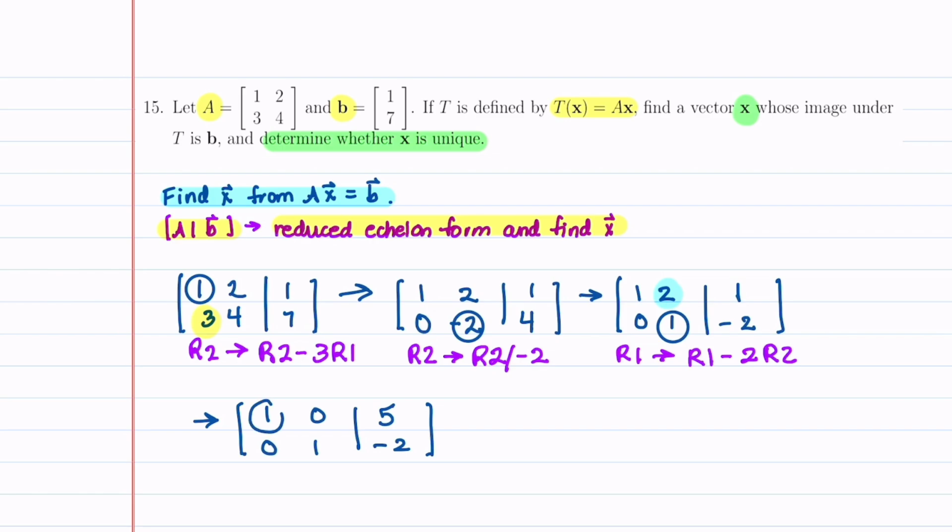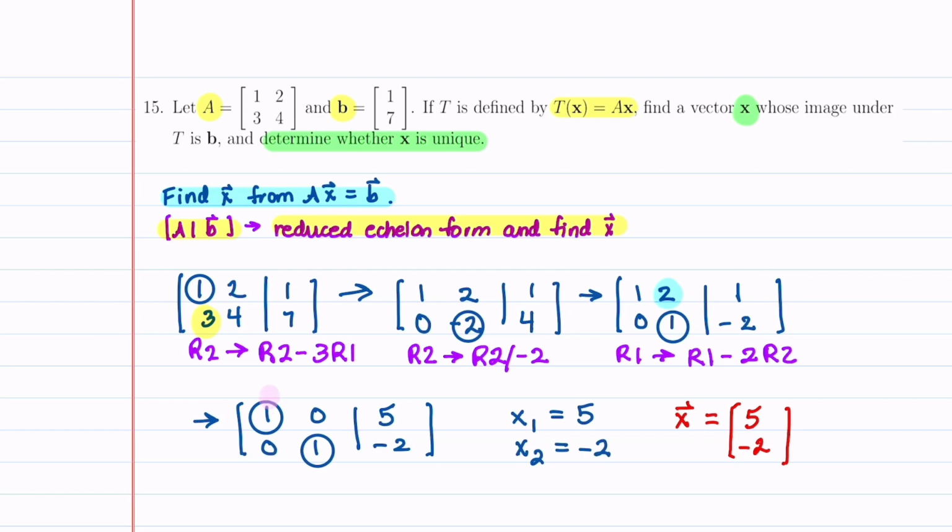Let's go ahead and circle our pivots. And those are the variables that we're going to be solving for. So our first variable is x1, and that's equal to 5. And then our second variable is x2, and that's equal to minus 2. So our vector x is equal to 5, minus 2. So that's our vector whose image under T is B.